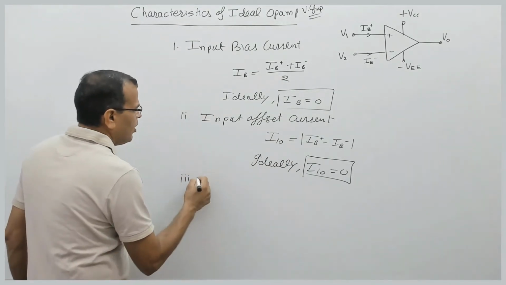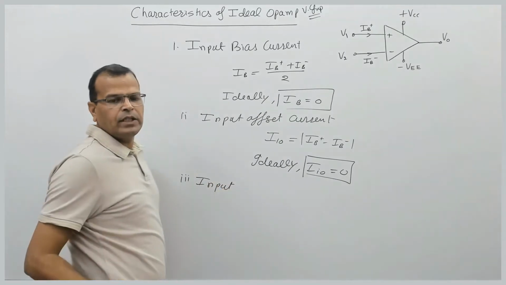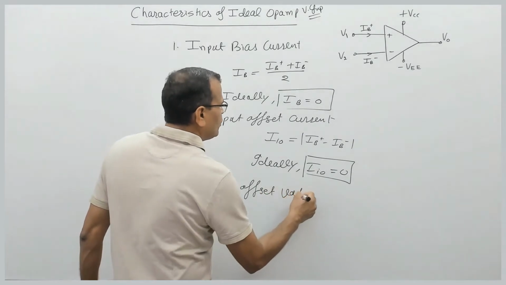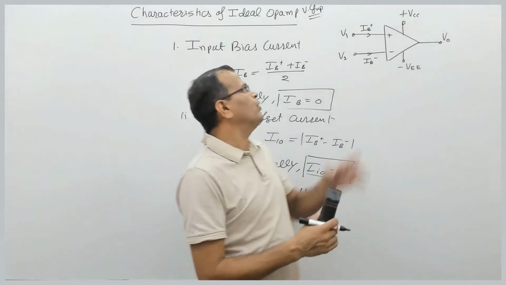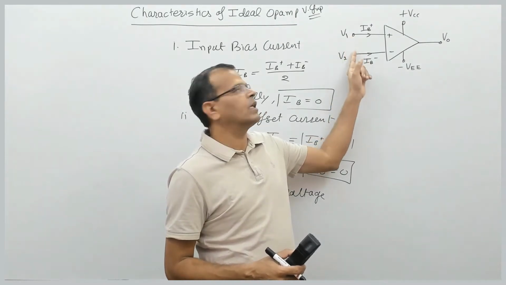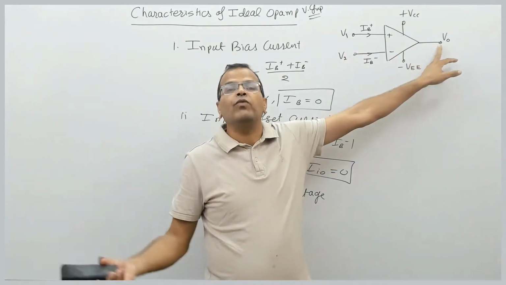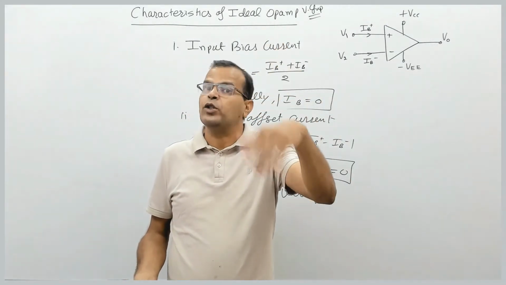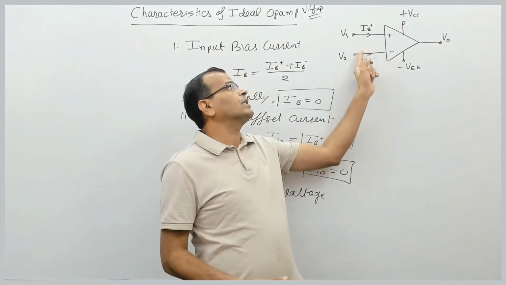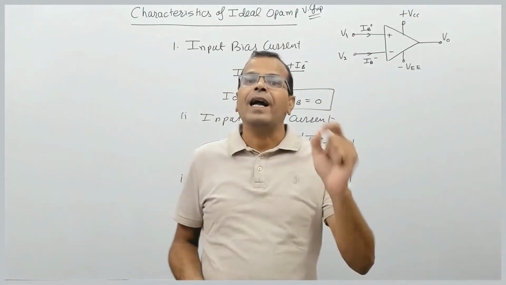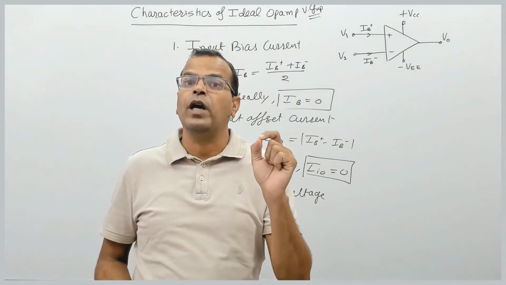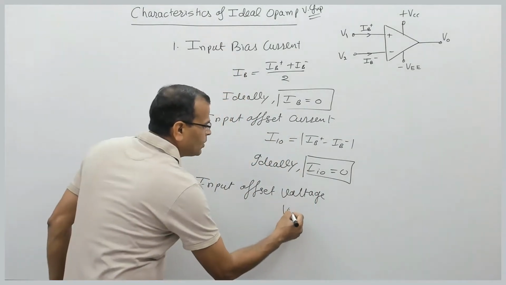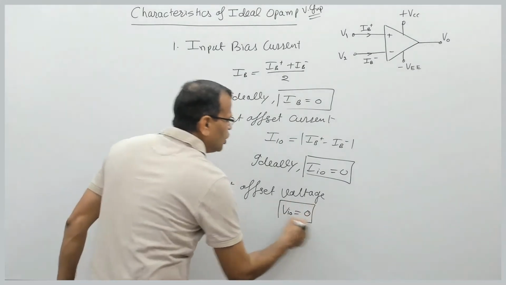Third, input offset voltage. If you remember, what is input offset voltage? First, when you don't apply any input, when both terminals are grounded, you get some output voltage. That voltage is called output offset voltage. To reduce that output offset voltage to 0, I need to apply some differential input voltage. That differential input voltage required to reduce the output voltage to 0 is called input offset voltage, and the input offset voltage for an ideal op-amp is again 0.